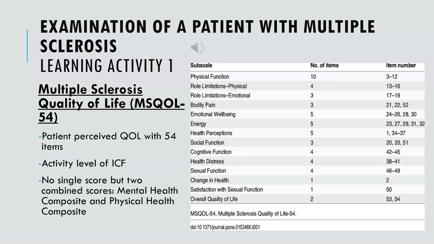The main advantage to using the MSQOL-54 is that it's really easy to administer. As I said, it's a short administration time, and it can either be administered in an interview process or the patient can score themselves out. It also covers a broad range of health-related quality of life issues, so it really gives a very well-rounded look of quality of life for a patient with MS.